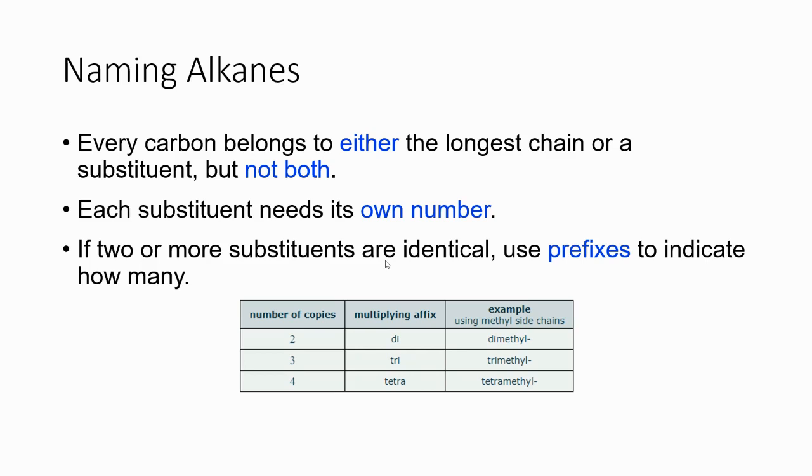Each substituent, so each group that's not part of the main chain, needs its own number. If I have 2 methyl groups, I need two numbers, and I need to say dimethyl. If I have 3 methyls along my carbon chain, that's trimethyl, and I need to use numbers to tell you where those methyls are. So it might be 2,4,4-trimethyl something.